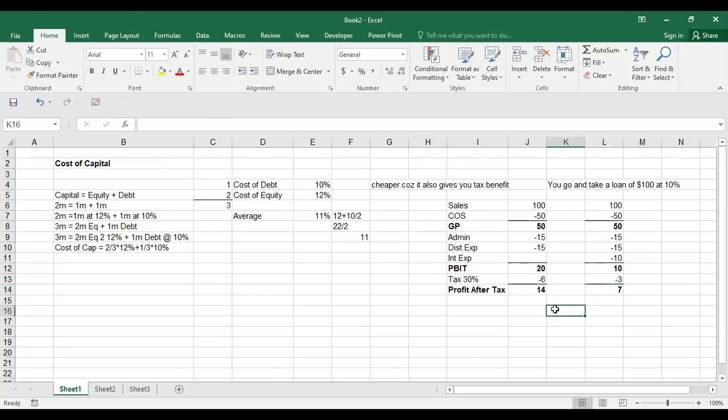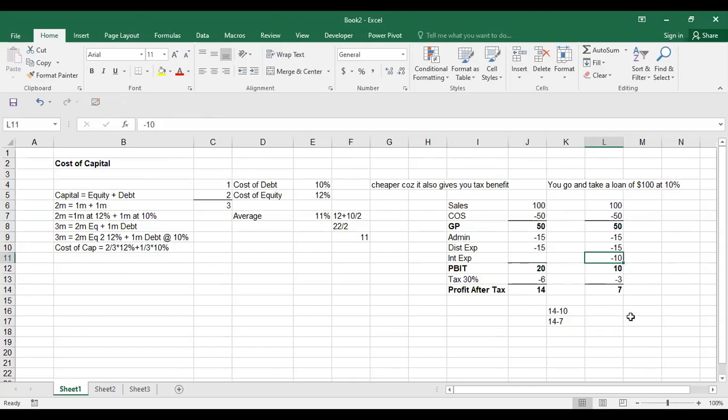It was not 14 minus 10, it is actually 14 minus 7. Because what is happening is that your tax liability is decreasing. Before, you had to pay $6 tax, now you will pay only $3 tax. Because before your profit was more and you were paying more tax. But now your profit has decreased, so you are paying less tax. So you pay $10 as interest expense, but you make $3 saving on the tax.